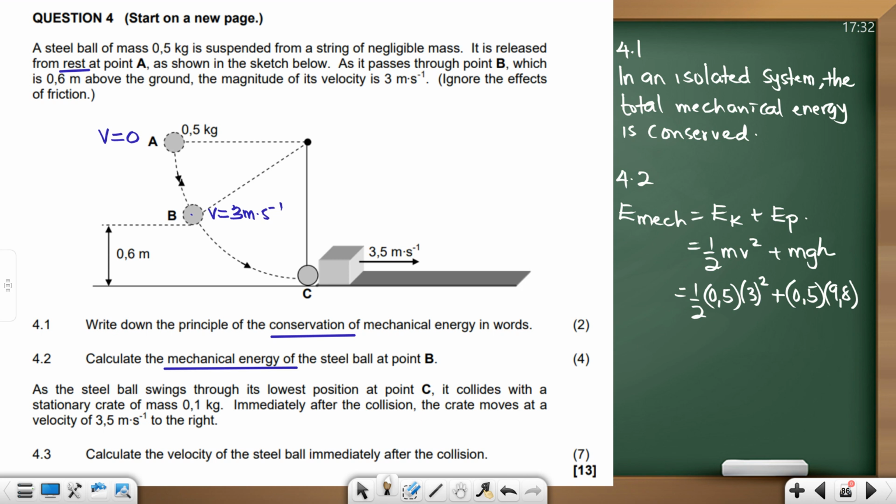Now, guys, height is always measured from the ground. Examiners are going to confuse you. Height is always measured from the ground. And our height here is 0.6. Do you want to put this in a calculator for me?